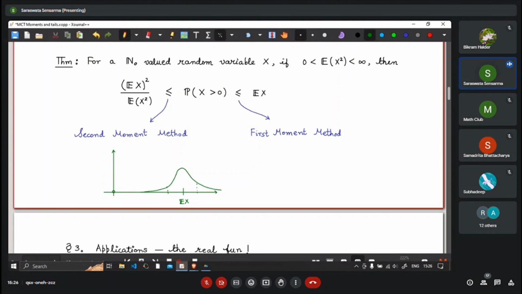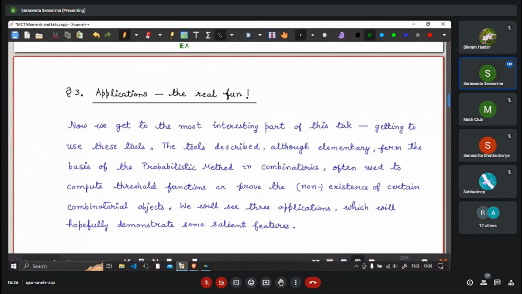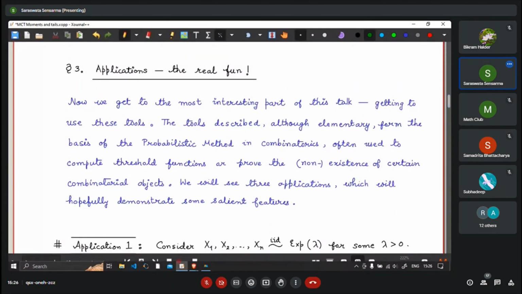Yeah. So what I'm saying is, if this quantity is large, then the probability of it being zero is very small. Okay. So that's how you might want to interpret this second bound method, using this diagram. Okay. So now we get to the real fun, the application. So again, these tools, these methods are extremely simple.